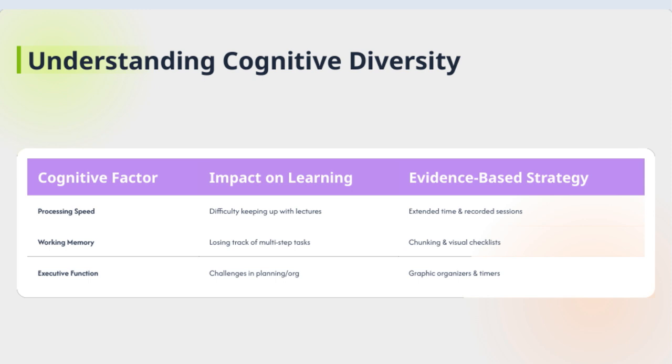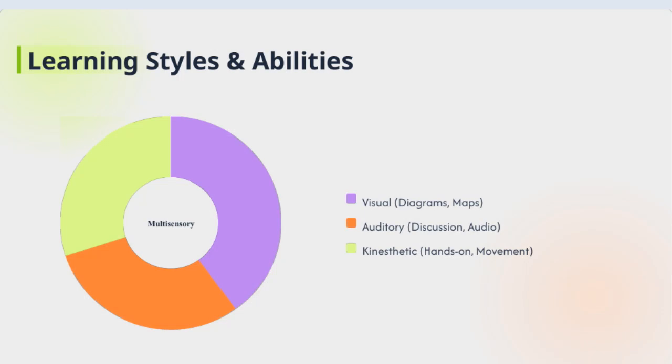But it's important to remember that cognitive factors like these are diverse. Understanding cognitive diversity helps us recognize that every student has unique strengths and needs. Ultimately, by understanding these cognitive factors, we can better tailor our approaches, support all learners effectively, and help them succeed academically. Let's take a closer look at some common learning styles and abilities.